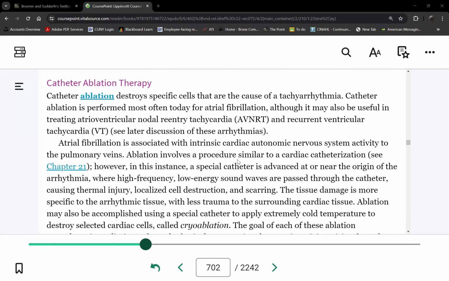Another option for, yes, Libby, page number 702.